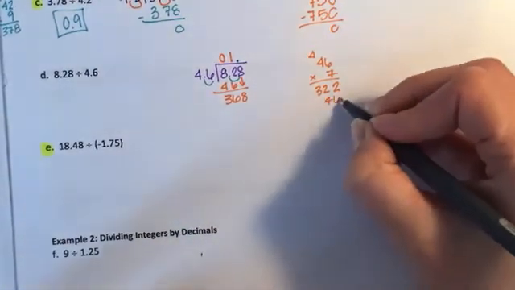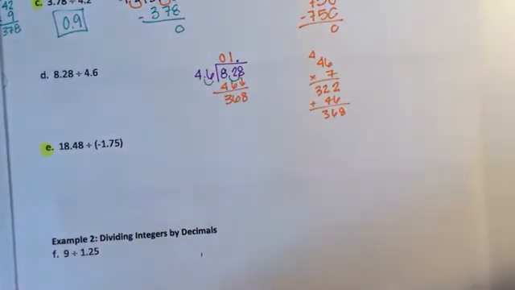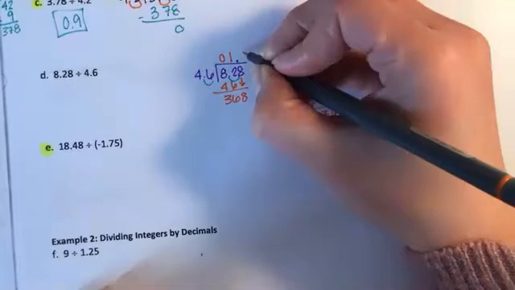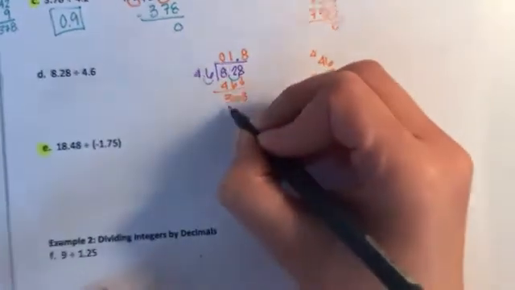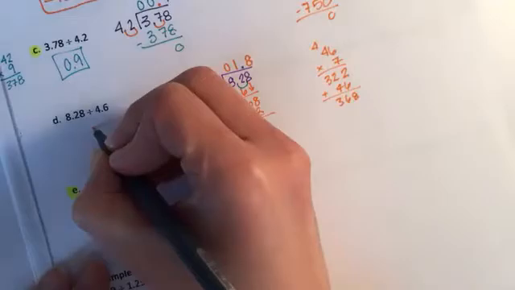But if I add another 46 on there, it brings me up to 368. So it's not 7 times, it's 8 times. 8 times 46 is 368. I get 0. That's 1.8.